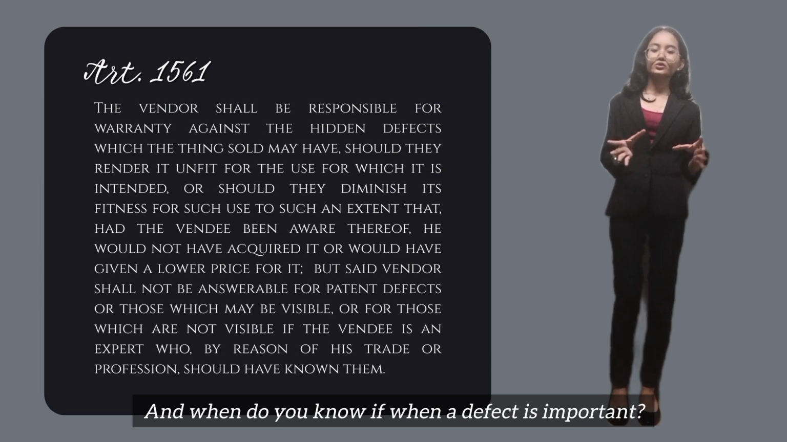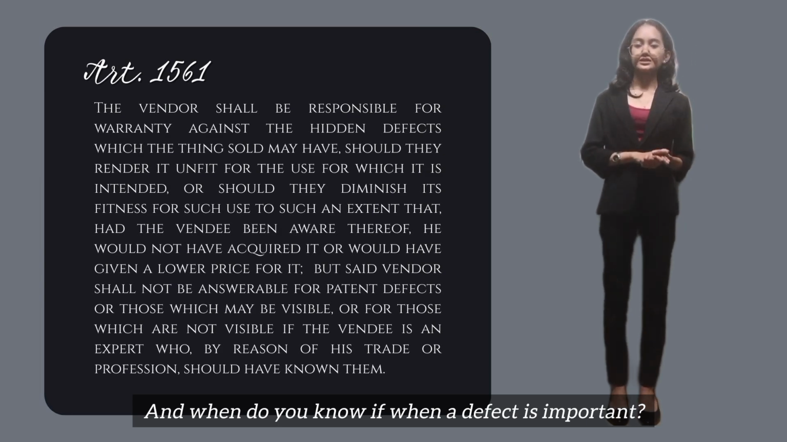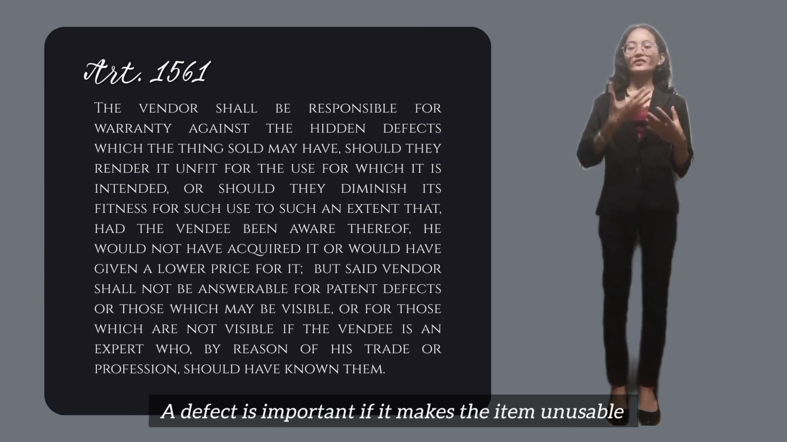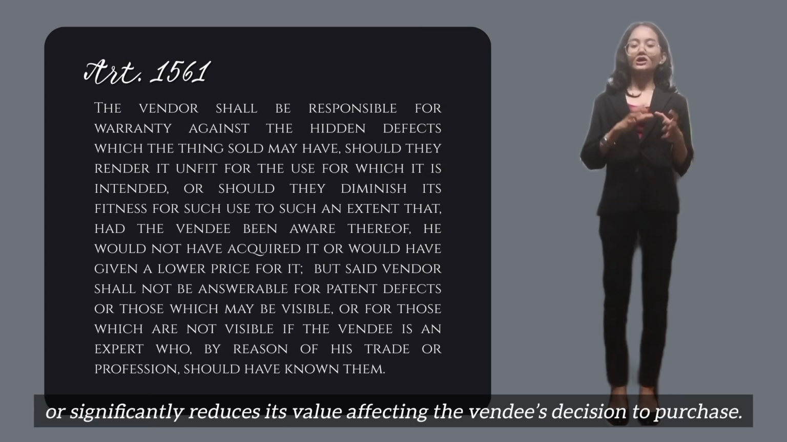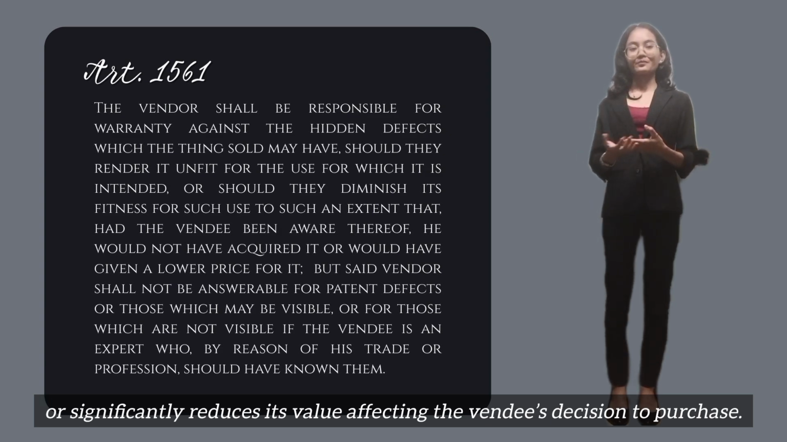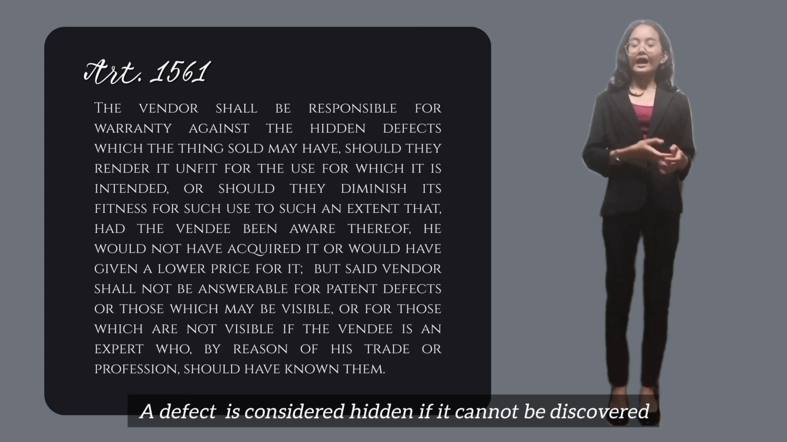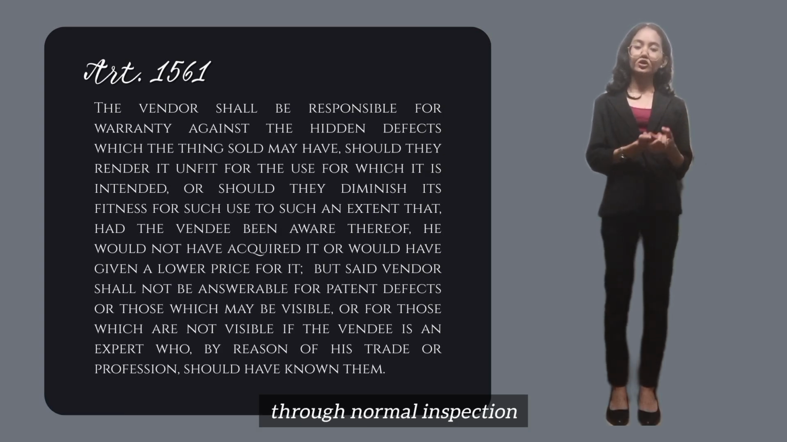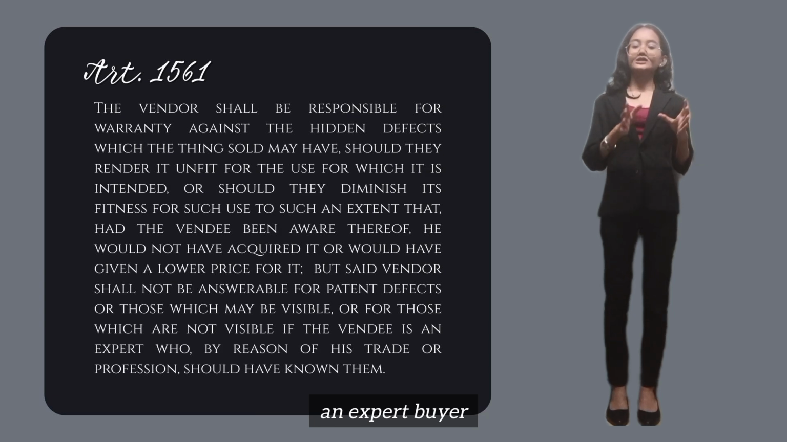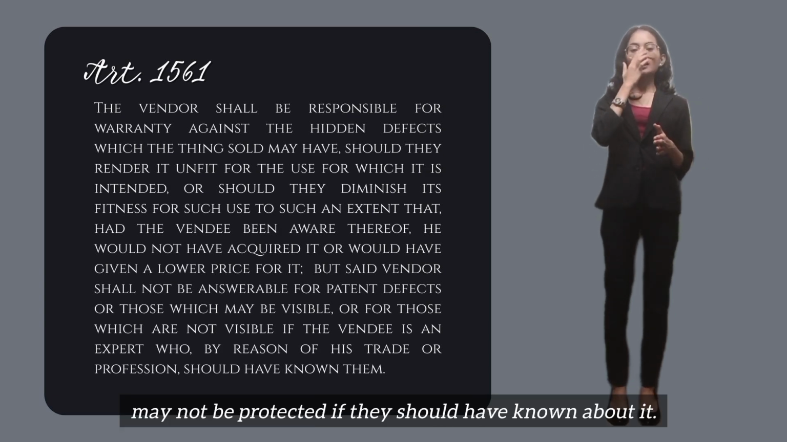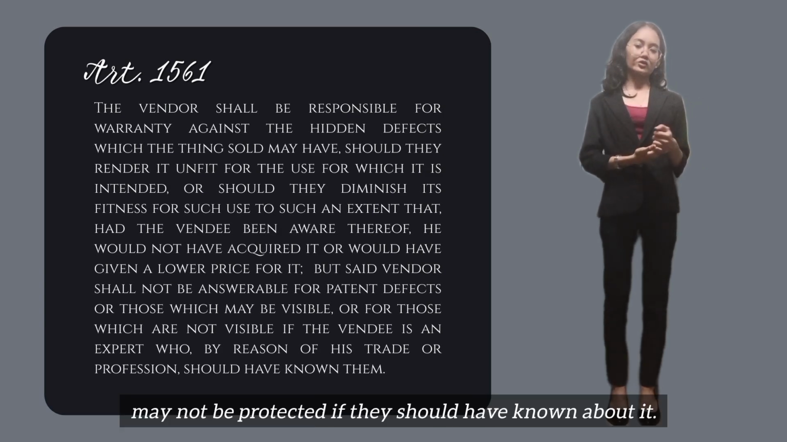And how do you know when a defect is important? A defect is important if it makes the item unusable or significantly reduces its value, affecting the buyer's decision to purchase. And how about when the defect is hidden? A defect is considered hidden if it cannot be discovered through normal inspection. An expert buyer may not be protected if they should have known about it.